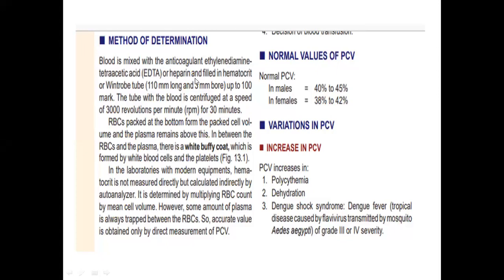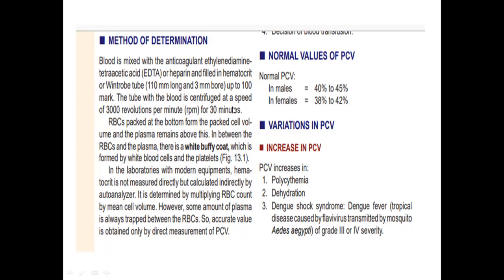How do we determine the packed cell volume? So the method to determine the packed cell volume involves the use of an anticoagulant, which is called EDTA, ethylene diamine tetraacetic acid. Ethylene diamine tetraacetic acid is the name of the anticoagulant that is used to determine the packed cell volume. You could also use heparin, okay, heparin. So what you do is that you mix blood with anticoagulants, EDTA or heparin, and fill it in a hematocrit tube up to the 100 mark. The tube with the blood is centrifuged, so you spin it round at a speed of 3,000 revolutions per minute. And you do that for 30 minutes.